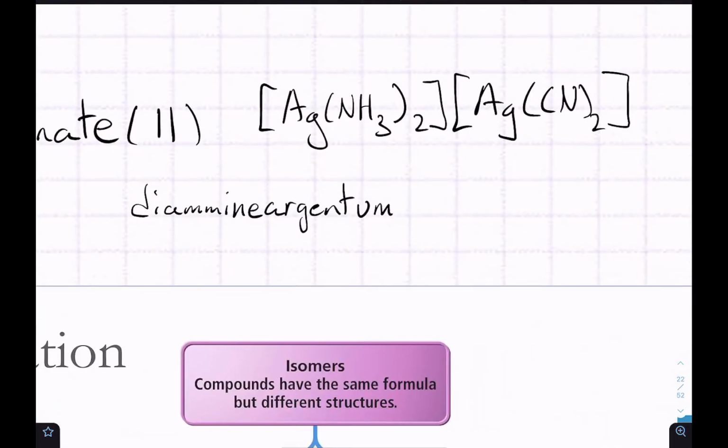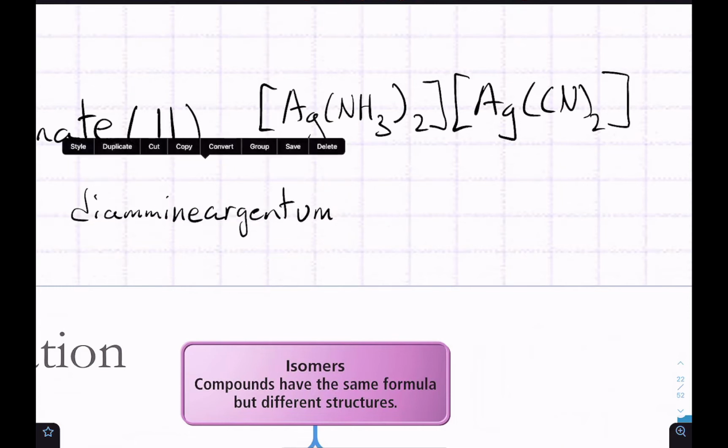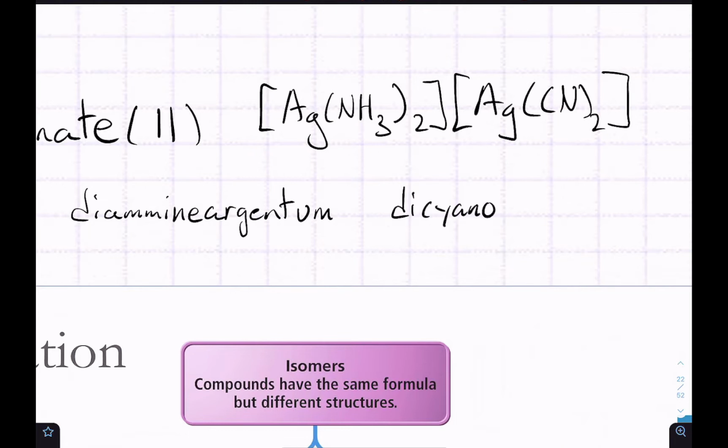Argentum. I don't know if you have to list out the oxidation state because it only has one oxidation state. I'll need to look that one up. So diamine argentum, because that's the positive charge, and then dicyano arginate.